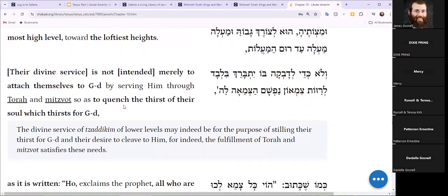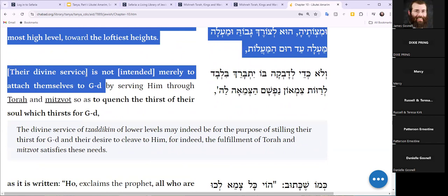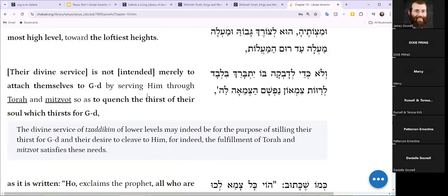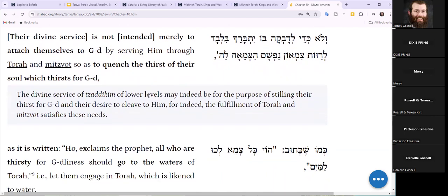So I think this is where a lot of people, there are people who say they believe in Hashem, but they don't actually want to do Torah and mitzvahs, or heaven forbid they say Torah and mitzvot have been done away with. Well, there's a lot of them that say that. Yeah.